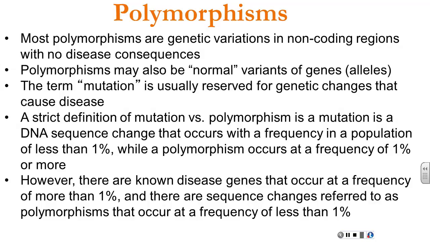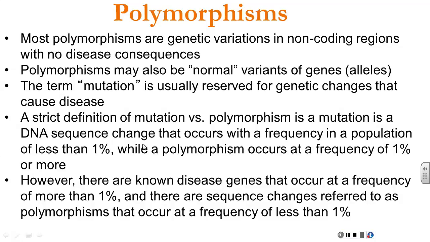If you start investigating a particular gene amongst all of us, you very frequently will find changes in the genes which had no functional significance, which didn't give an advantage or a disadvantage, and therefore they tend to persist. They're not selected against. That would also be an example of a polymorphism. And usually we reserve the term mutation for genetic changes that cause a disease.